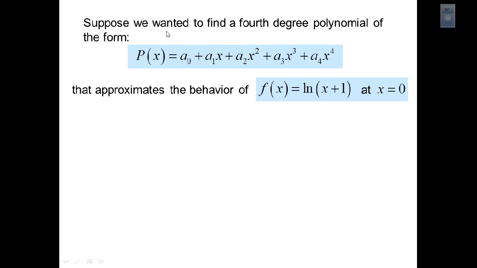Now, suppose that we wanted to find a 4th degree polynomial of the form p of x equals a sub 0 plus a sub 1 x plus a sub 2 x squared plus a sub 3 x to the third plus a sub 4 x to the 4th, that approximates the behavior of f of x, which is natural log of x plus 1, at and around x equals 0. So what we're looking for is a 4th degree polynomial that's going to behave like this function right here.